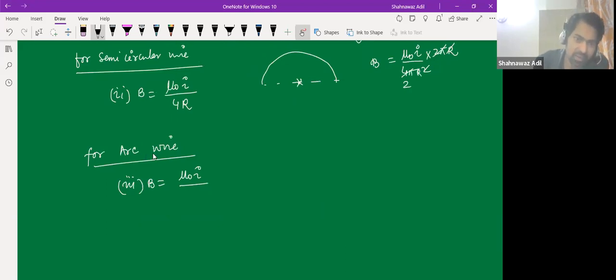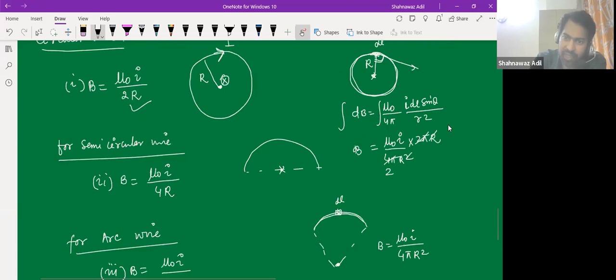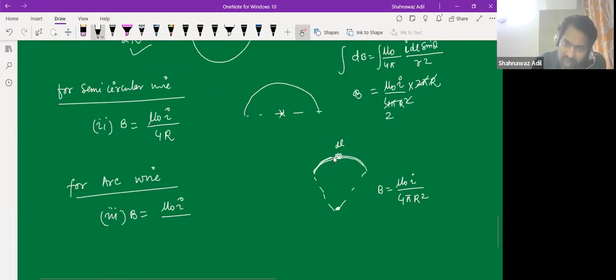So for an arc wire, how do we calculate? Let's say this is some arc, and we are calculating the magnetic field at some center. So again, we will take dl, and the magnetic field would be mu naught by 4 pi r square I. And if we integrate this dl, this would be this arc.